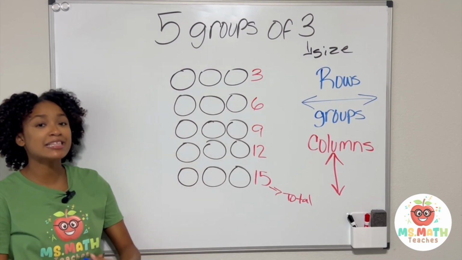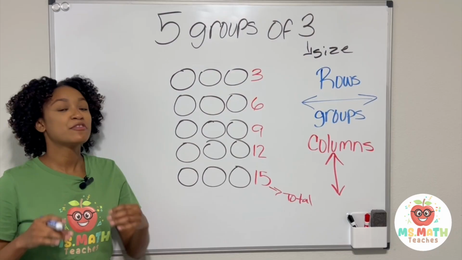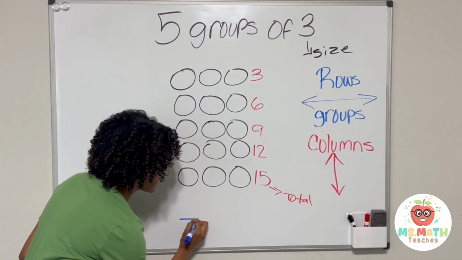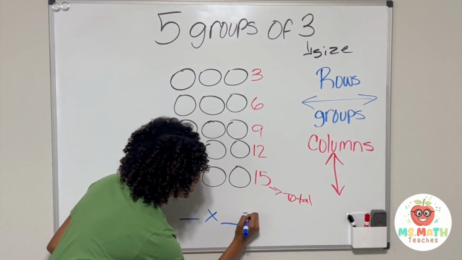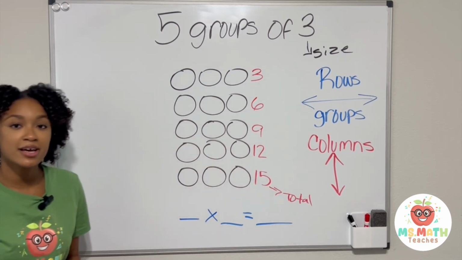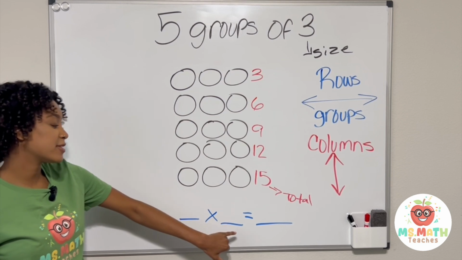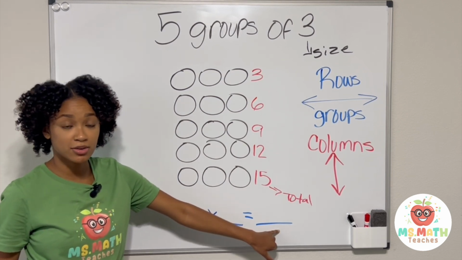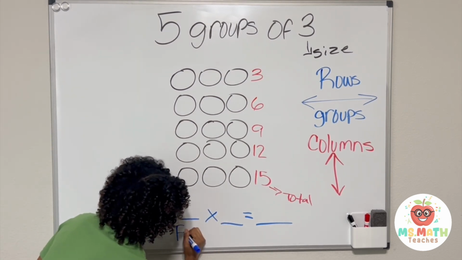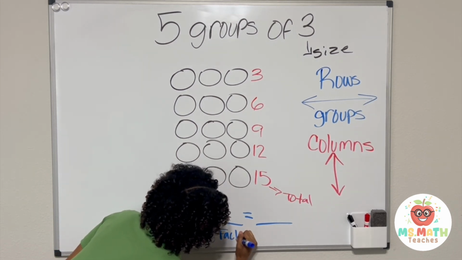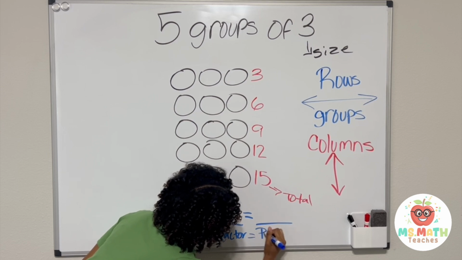Last but not least, step 3. For step 3, we're going to make a multiplication sentence. Something times something equals something. Now this first number, we have a factor times a factor equals our product, okay? So a factor times a factor equals the product.